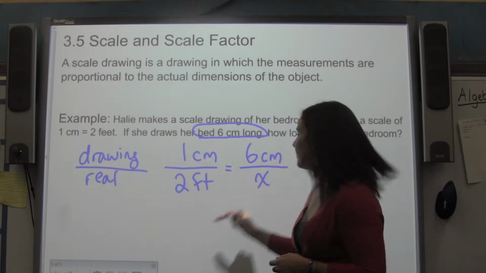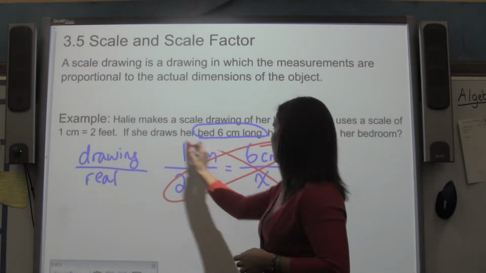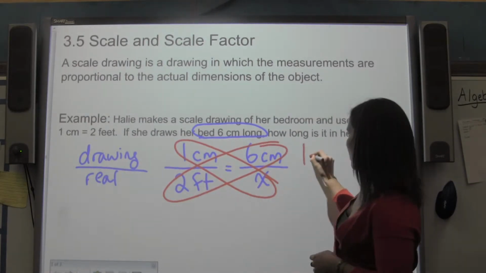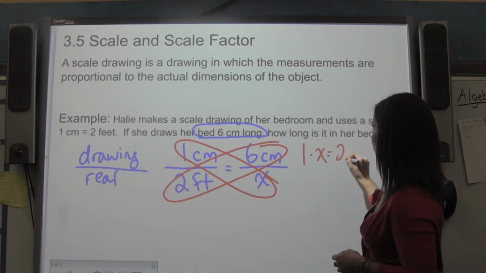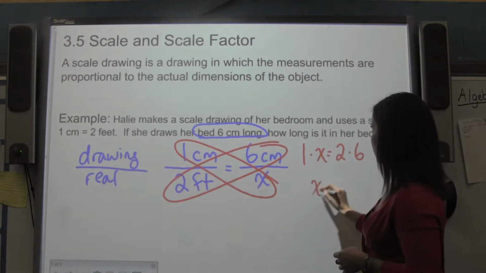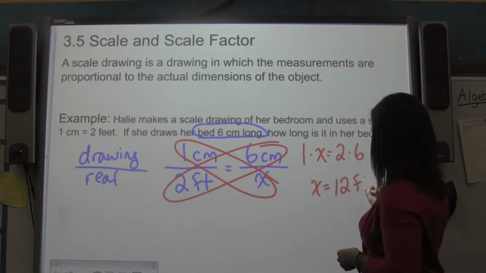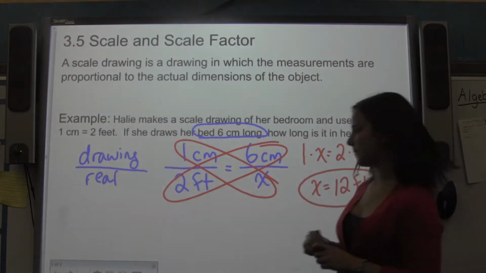I'm going to use my cross products here. And I have 1 times x equals 2 times 6. X equals 12 feet long.